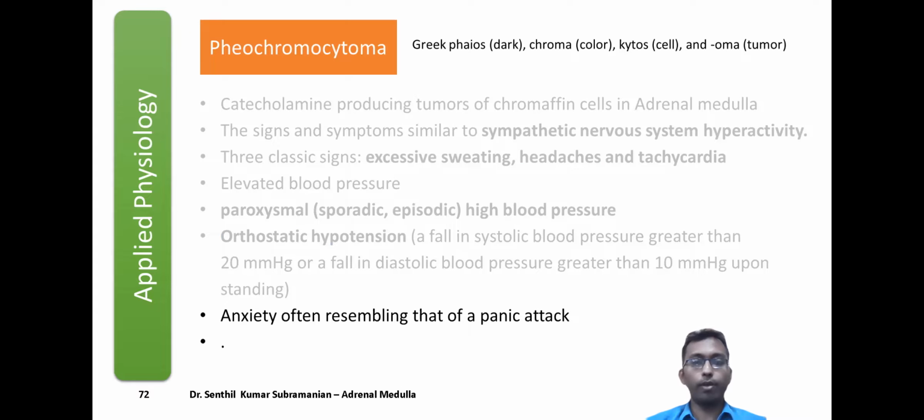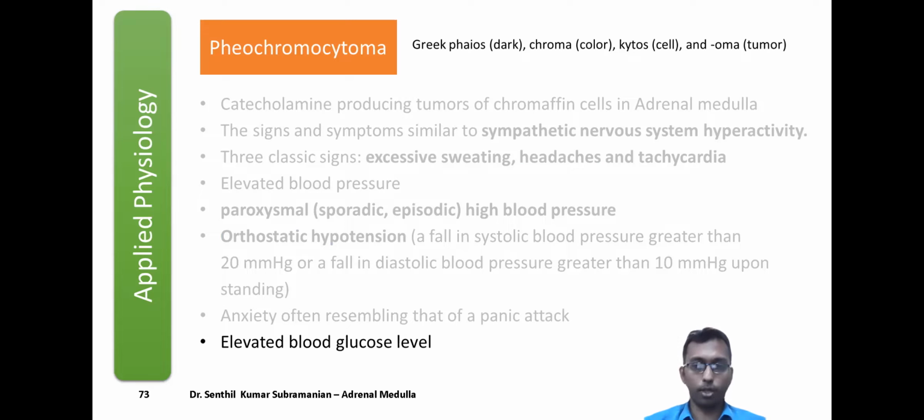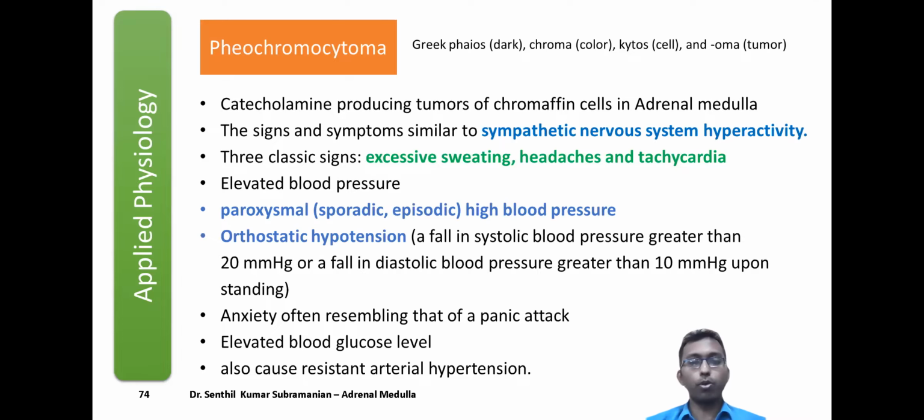There will be anxiety, often resembling a panic attack. As you have seen, both the catecholamines can increase brain activity. However, the anxiety will be caused by the epinephrine secreted from the adrenal medulla. There will be elevated blood glucose levels. As you have seen earlier, what are the metabolic actions of catecholamines? It acts mainly on adipose tissue, liver, and skeletal muscles to increase plasma glucose levels, plasma free fatty acids, and plasma ketones. It also causes a resistant type of arterial hypertension. That is, it is resistant to various pharmacological treatments also.